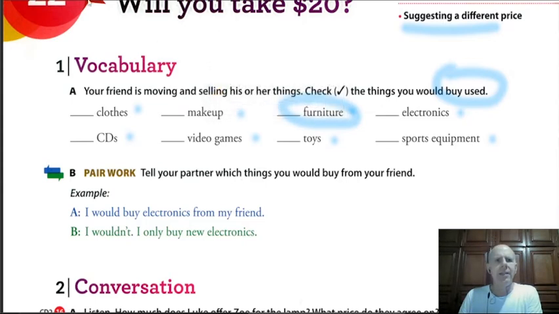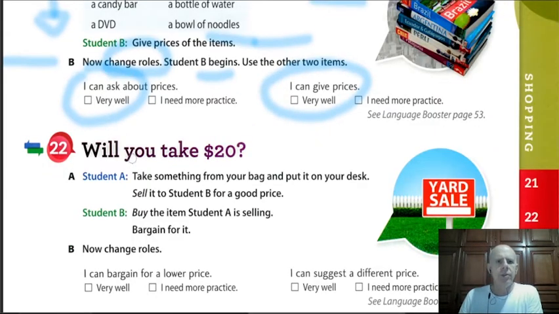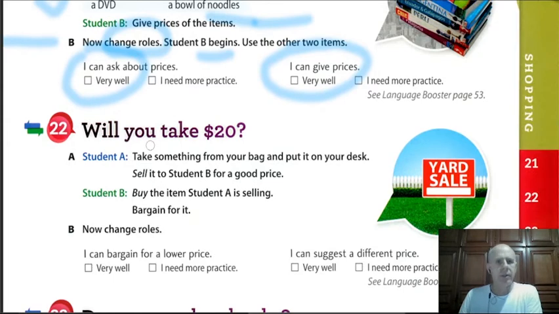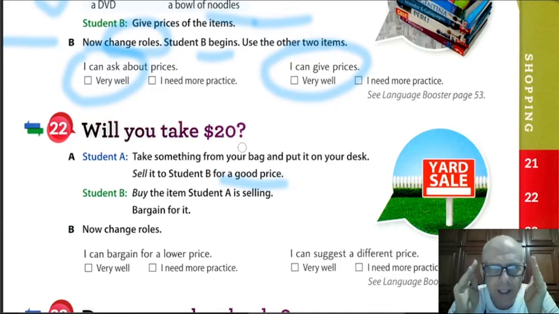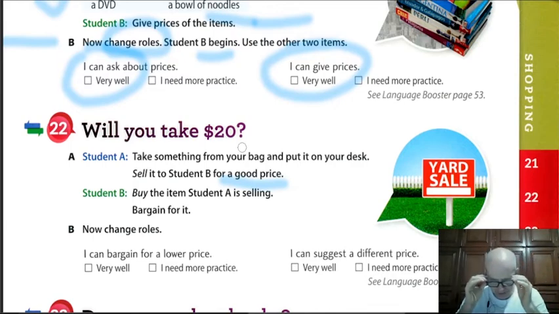Well, in the live lesson, we are going to talk about, look, take something from your bag and put it on your desk. Sell it to student B for a good price. Wow, from your bag. What do I have here on my table? I have these glasses. Did you know to read I have to wear glasses sometimes? Well, it's much easier reading with glasses.